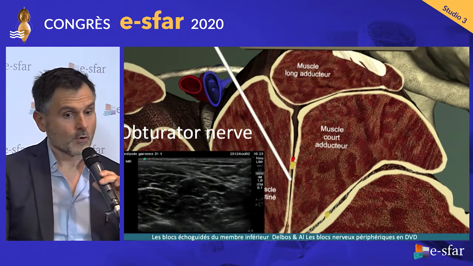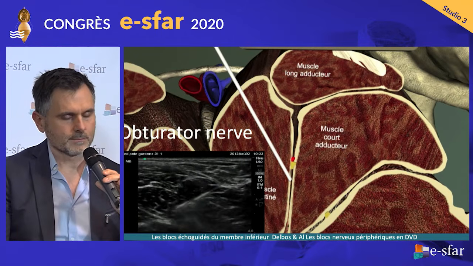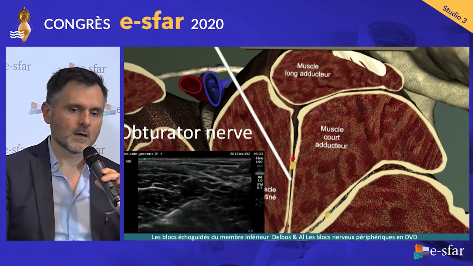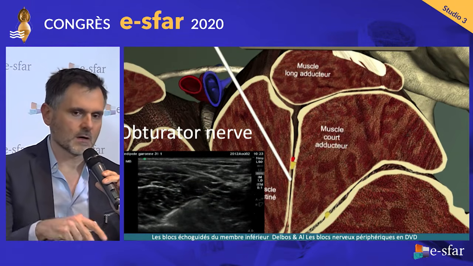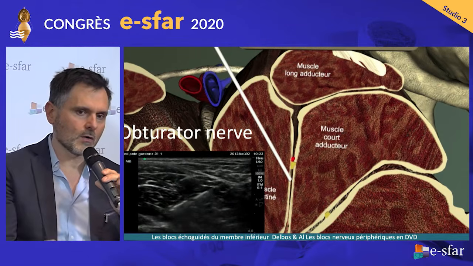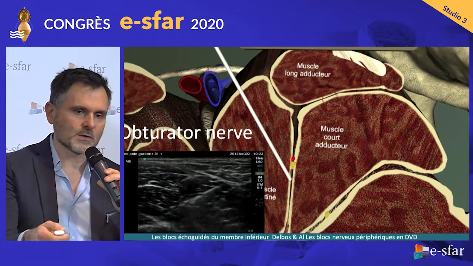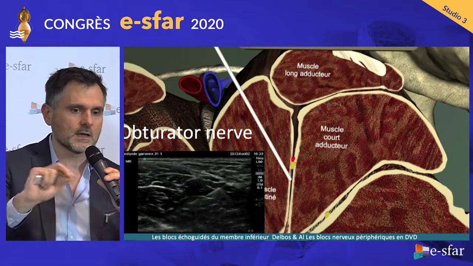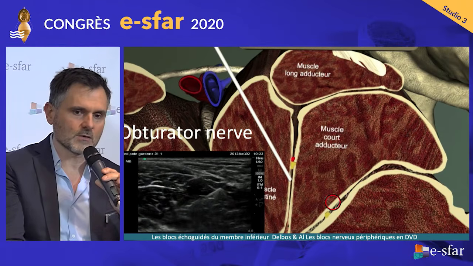The obturator nerve is more medial. It is located medially to the femoral vein. It is divided into 2 branches. The anterior branch, here, we can find between the pectineus muscle and the adductor brevis muscle, or between the adductor longus muscle and the adductor brevis muscle. And perhaps we will see on our model later if we can follow this anterior branch. The posterior branch is between the adductor brevis and adductor magnus muscles.